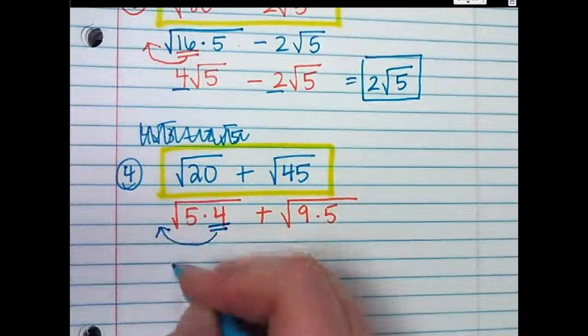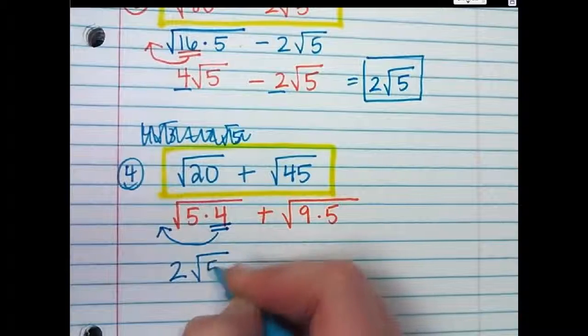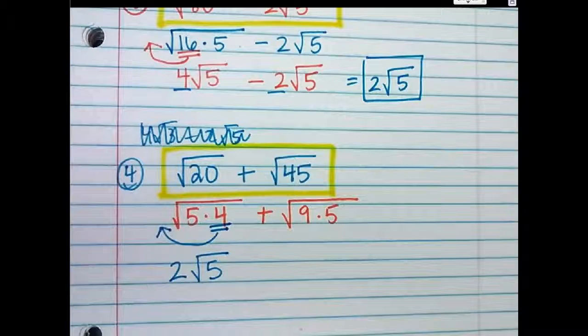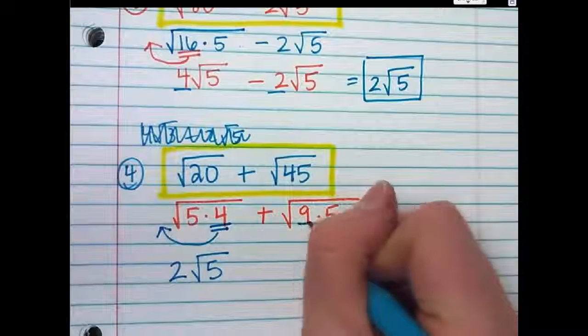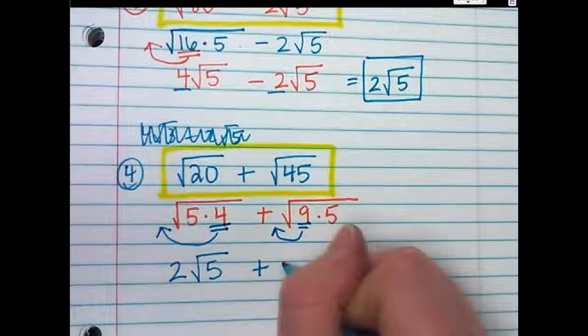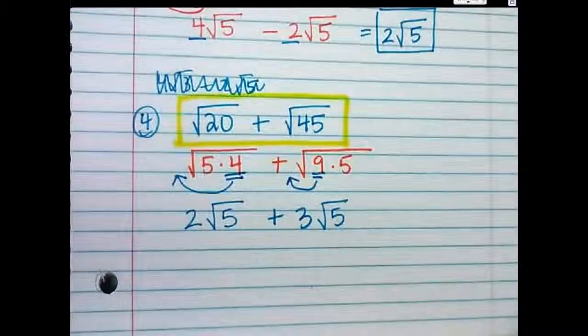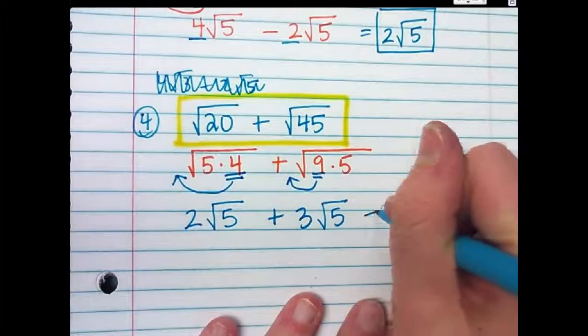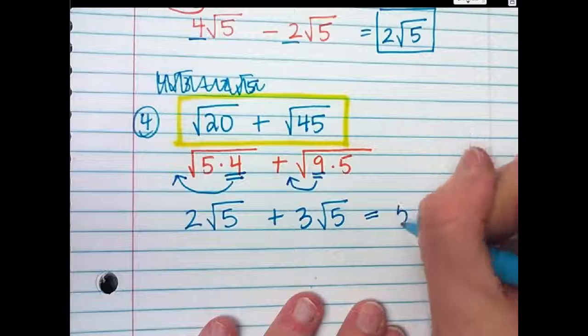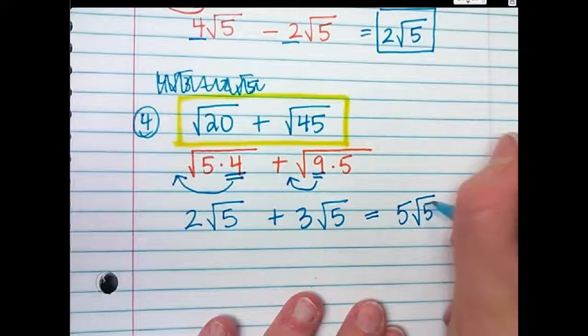So I bring out this 2, and I rewrite that. 2 square root 5. And I bring out this one plus 3 square root 5. So what's my final answer? Perfect. 5 square root 5.